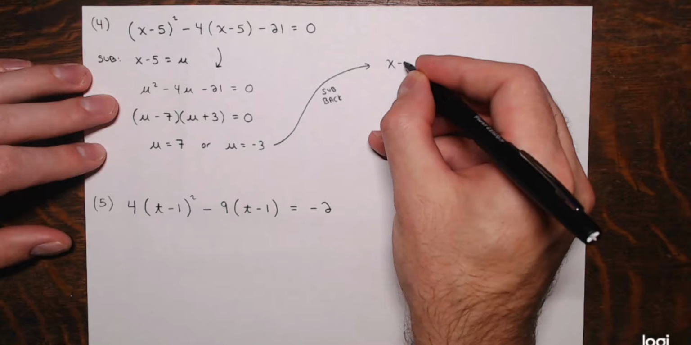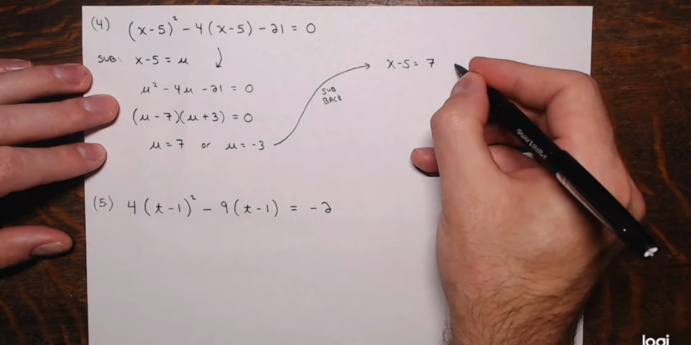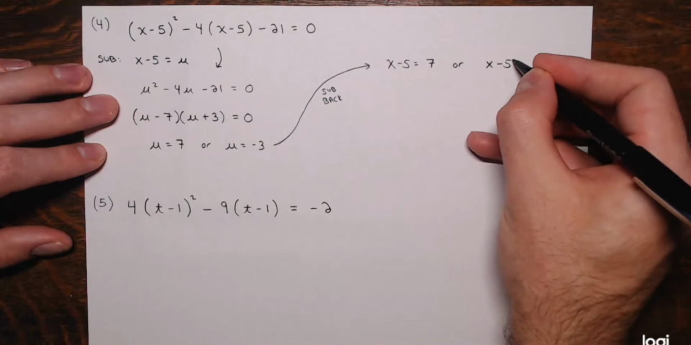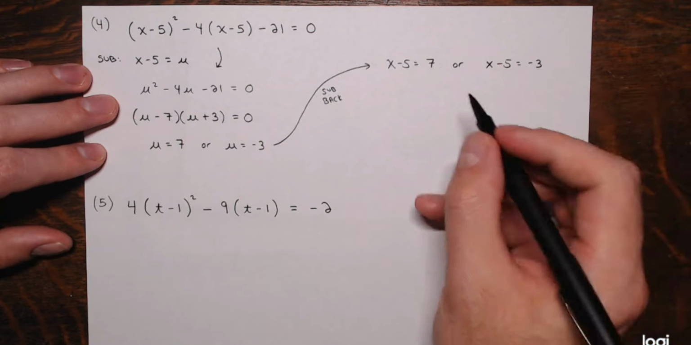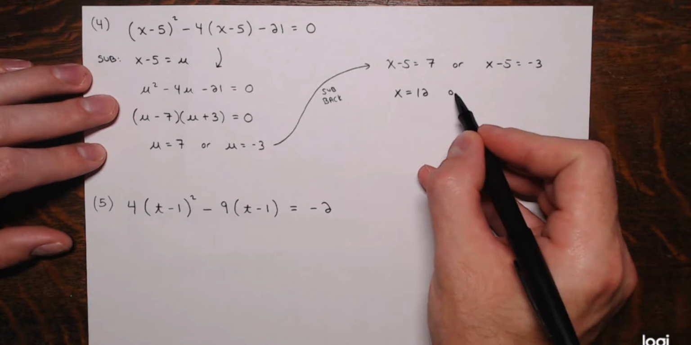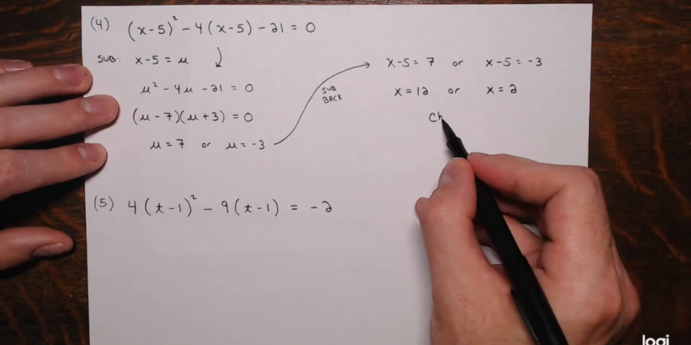So we have x minus 5 equals 7 from this first equation, and then x minus 5 equals negative 3 from this second equation. Adding 5 here, we get x equals 12. Adding 5 here, we get x equals 2. And then check them, of course.